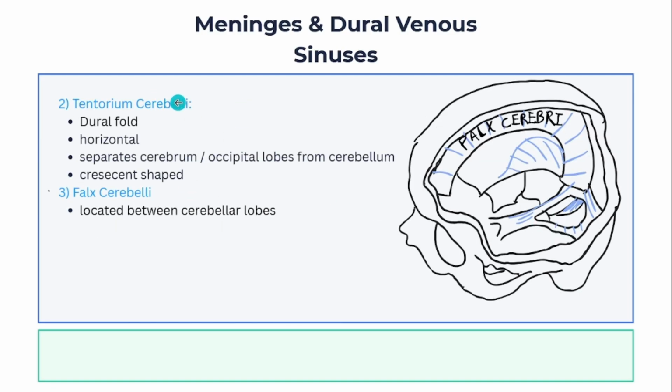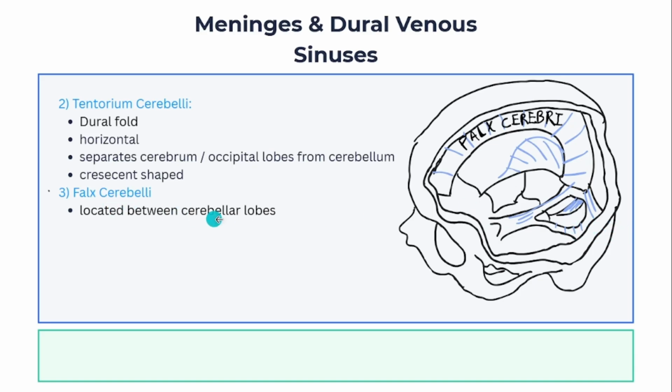Okay, next the tentorium cerebelli. Tentorium cerebelli is also a dural fold. It's horizontal and it separates the cerebrum, or the occipital lobes, from the cerebellum. So this is the falx cerebri, and this horizontal fold over here is the tentorium cerebelli, and it separates the cerebrum over it from the cerebellum below it. So it's a crescent shaped fold.